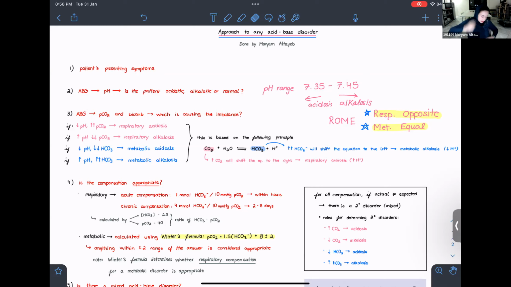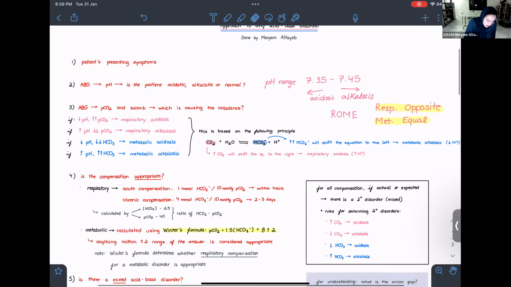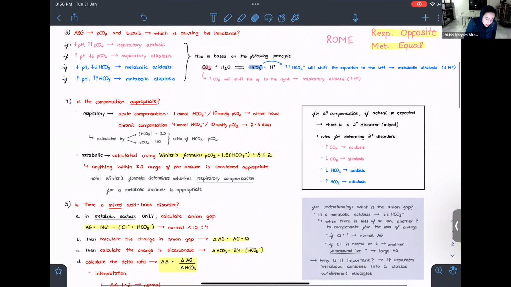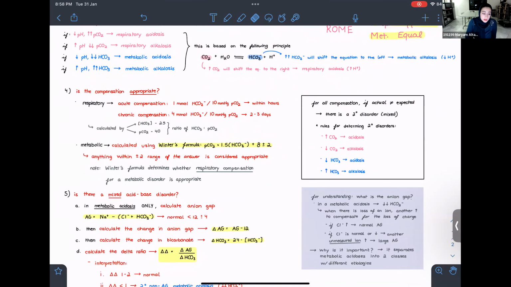Now, remember what I said about compensation, right? Because this is an equation that's shifting left and right and left and right. So we now need to know, is the compensation appropriate? Is this actually effective? Is the body doing its job? Because if the compensation is not what you expect it to be, then it can be what we call a mixed acid-base disorder. Meaning, it's not only an acidosis. There's, let's say, a respiratory acidosis with an underlying metabolic problem, okay?